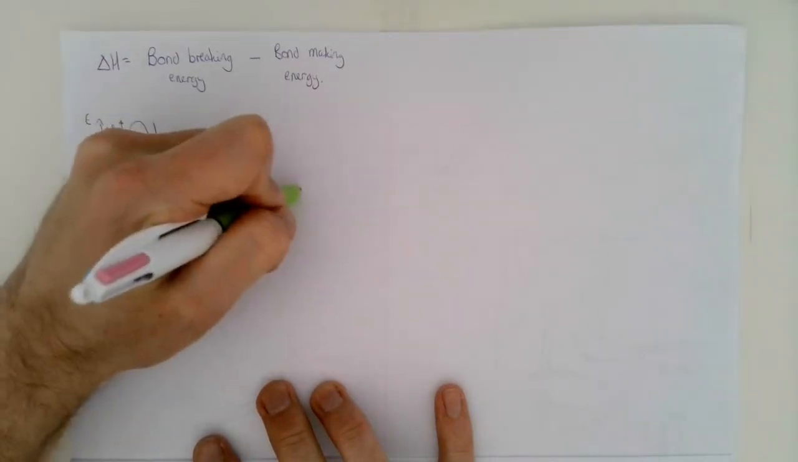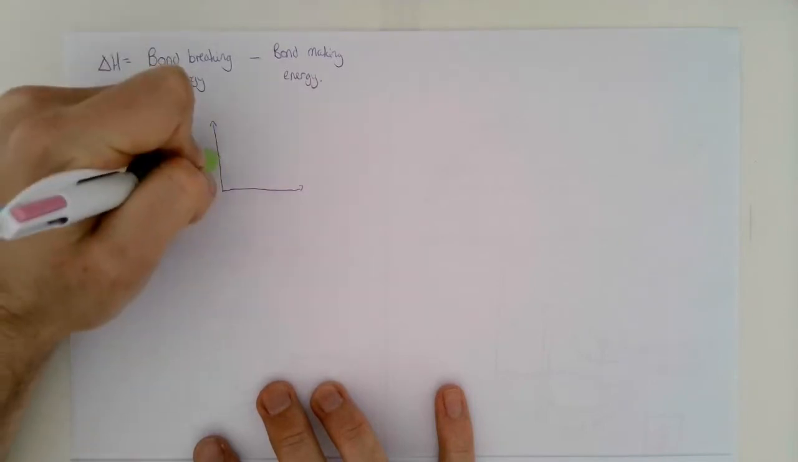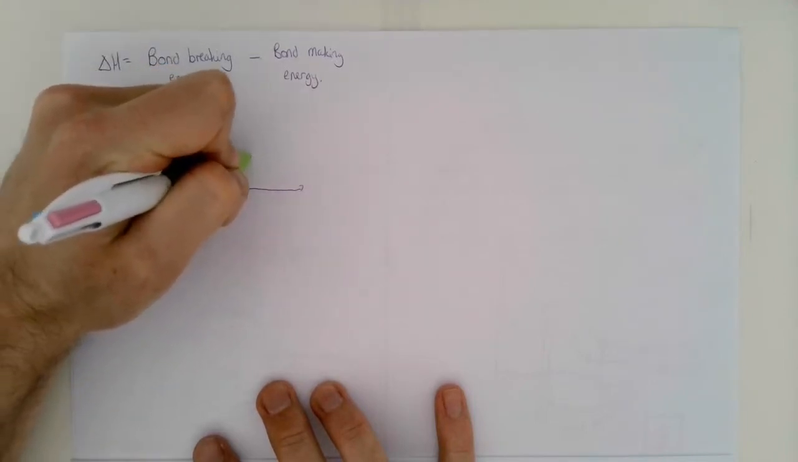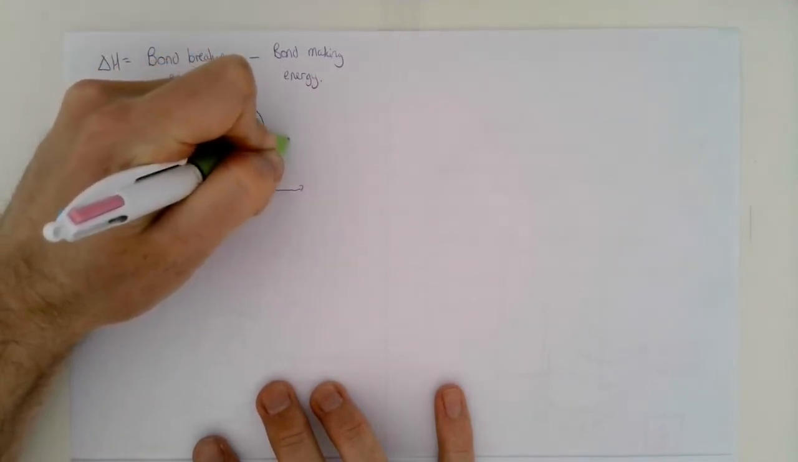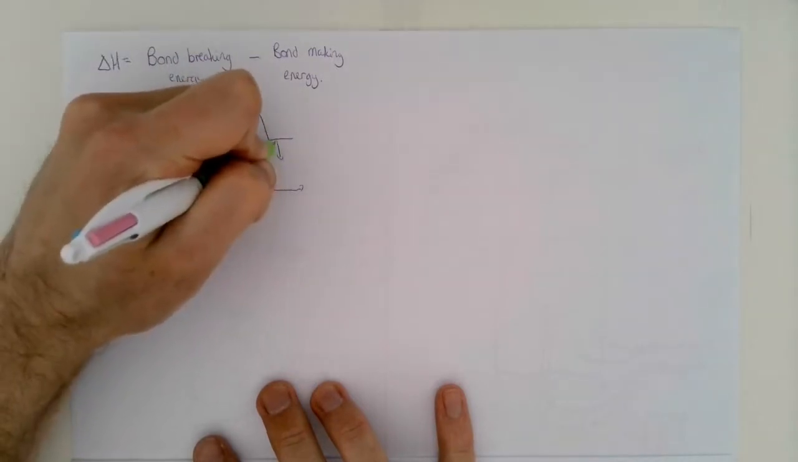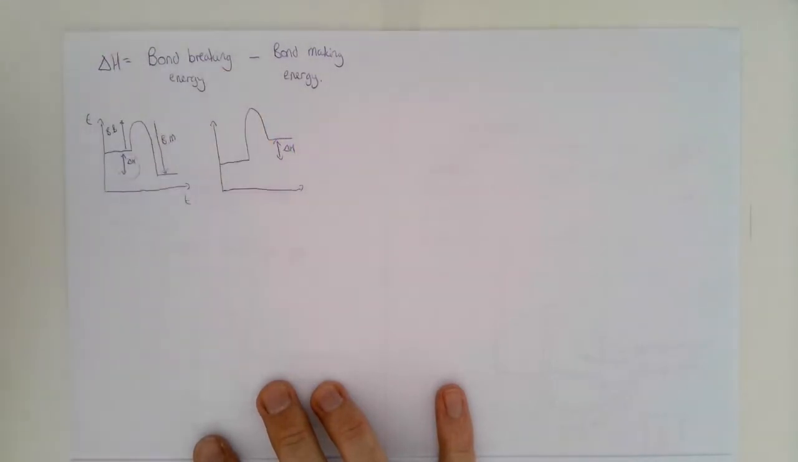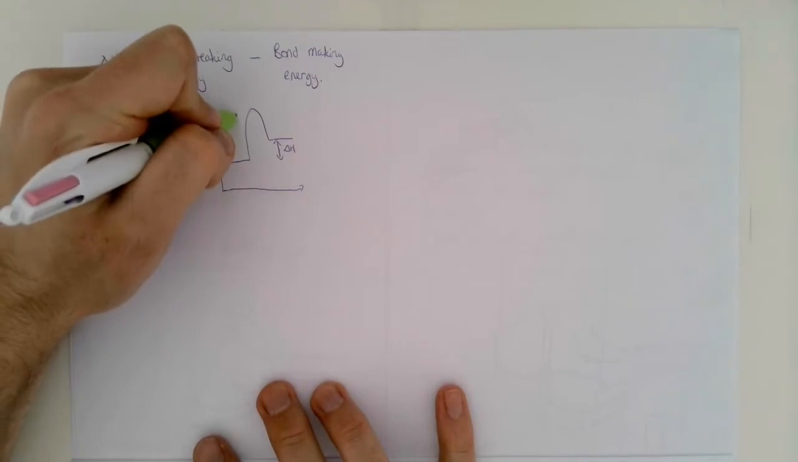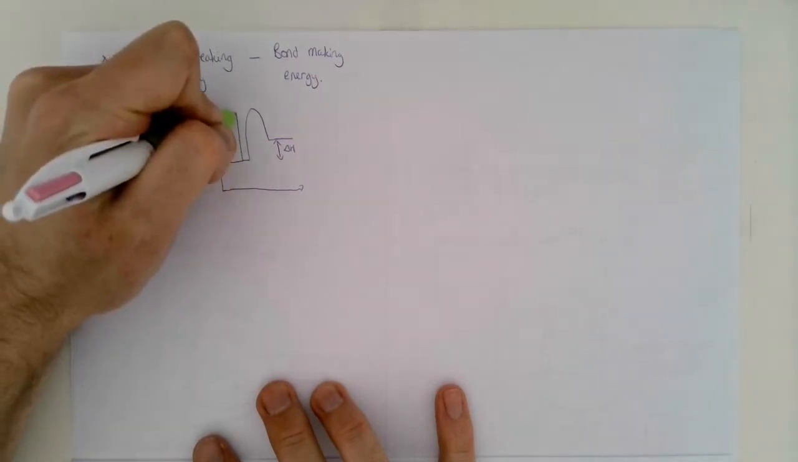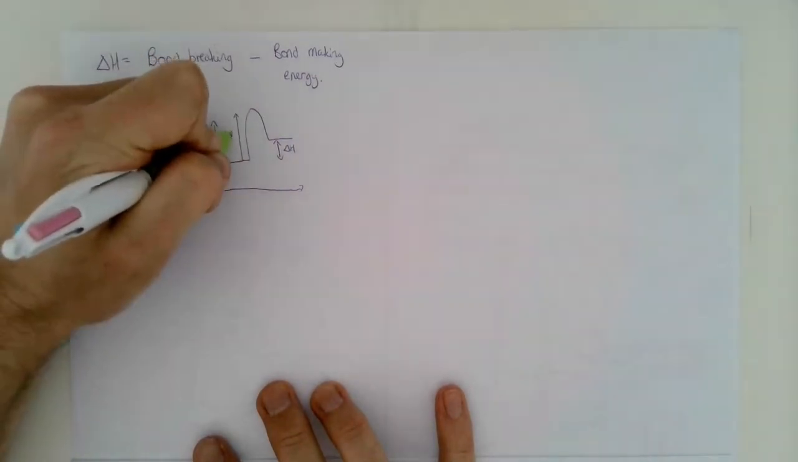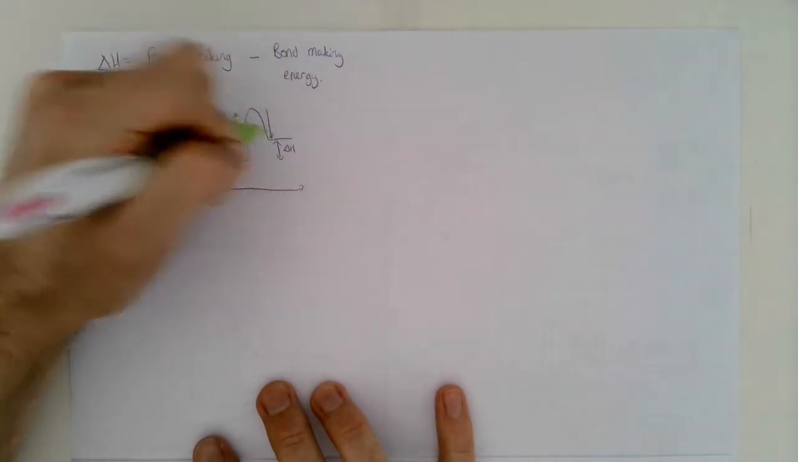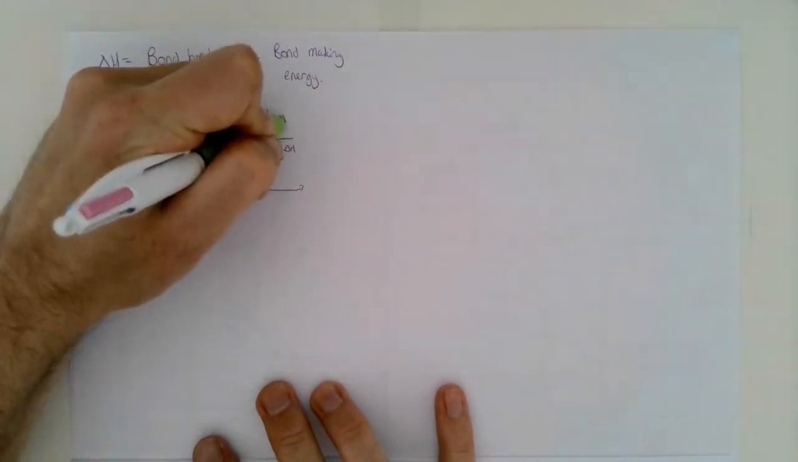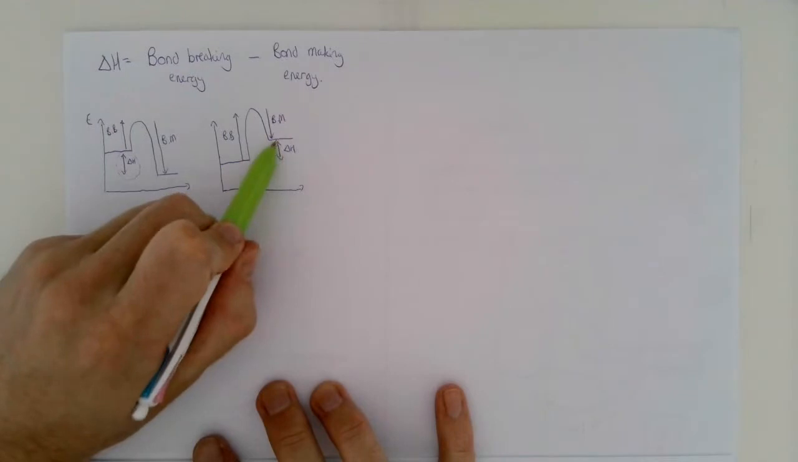Same is true if the reaction is endothermic. So there's the endothermic reaction. Delta H is there. In this case, delta H is positive. We add up all the energy in order to break the bonds. We minus away all the energy released when we make the bonds, and that gives us that energy gap there, which is delta H.